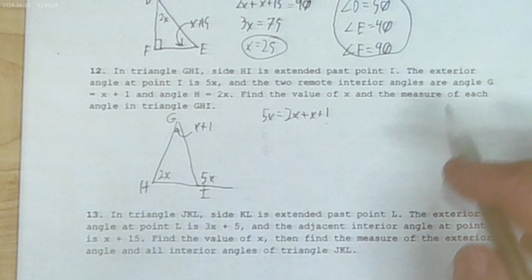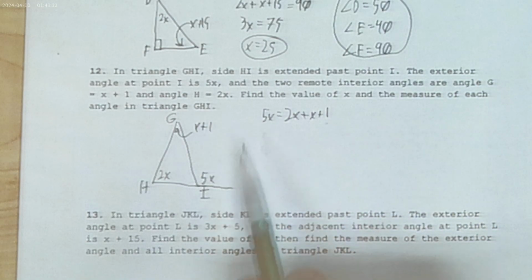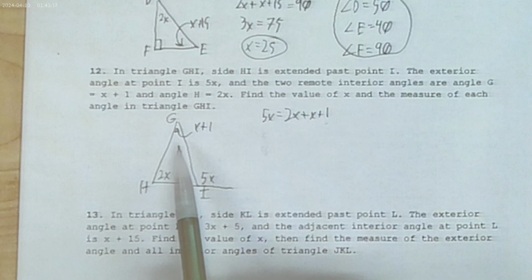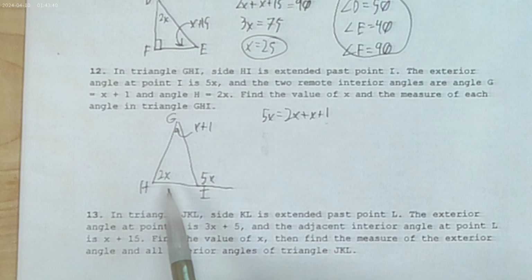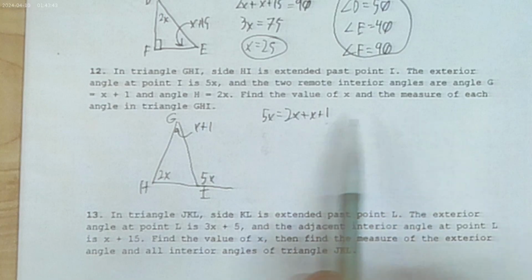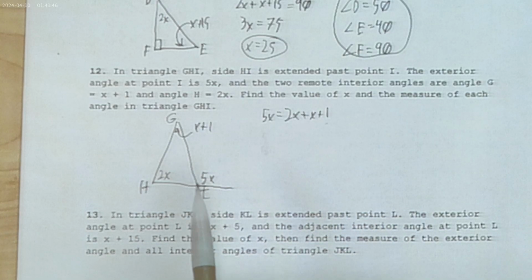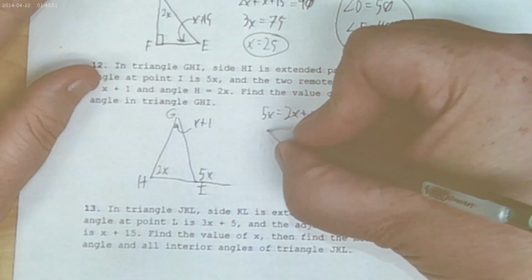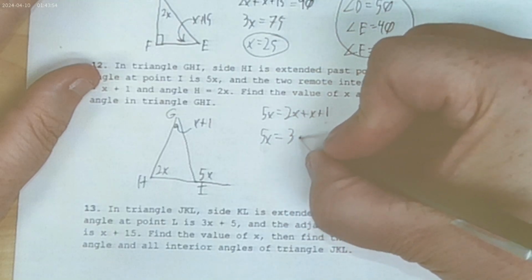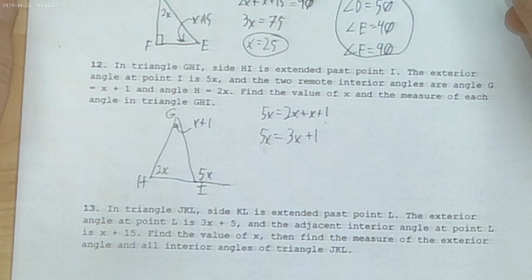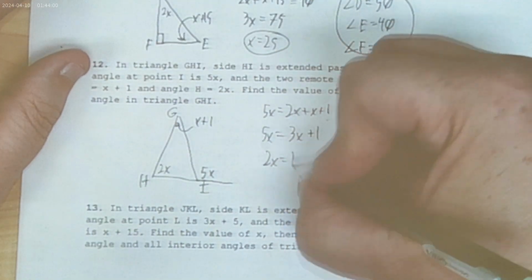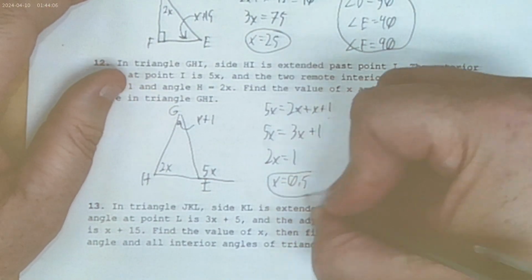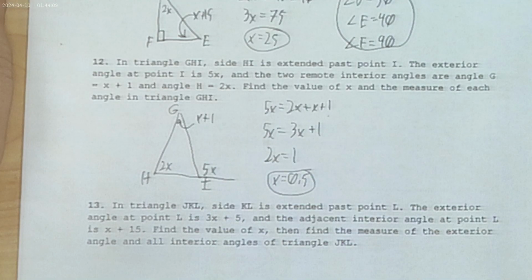Exterior angle at point I is 5x, all right? The two remote interior angles are angle G equals x plus 1, angle H, which is 2x. Find the value of x and the measure of each angle in triangle GHI. This is going to be a really weird number. But I always say trust the process. So 5x equals 3x plus 1. So 2x equals 1. x equals 0.5. This doesn't seem right.